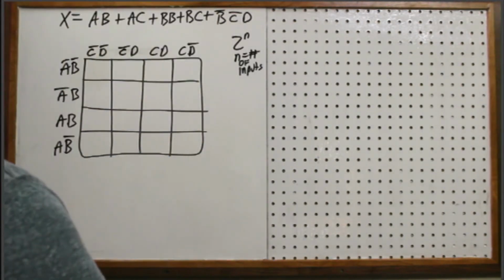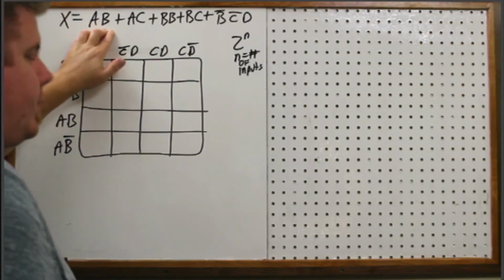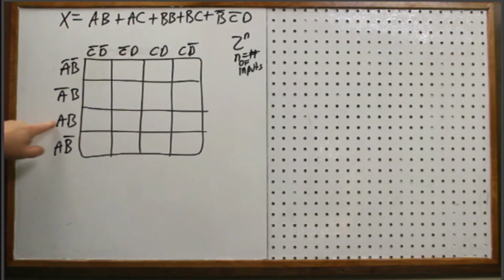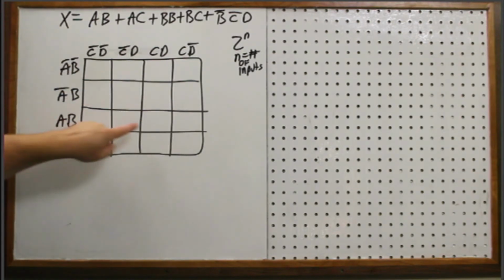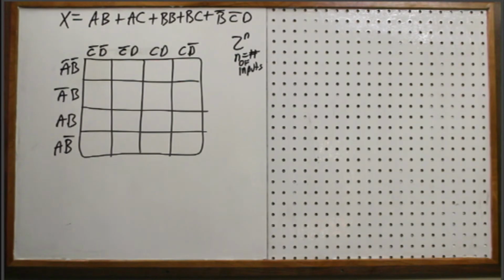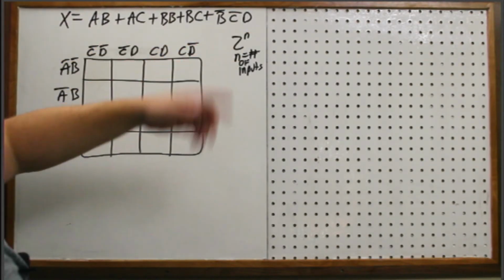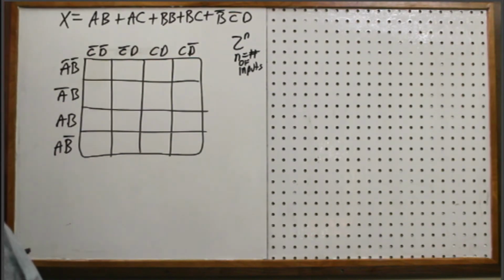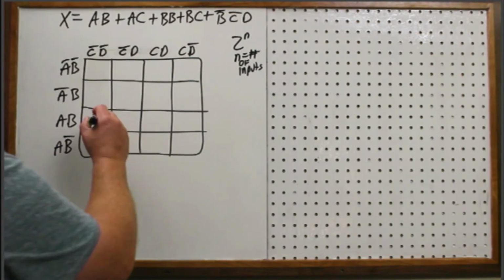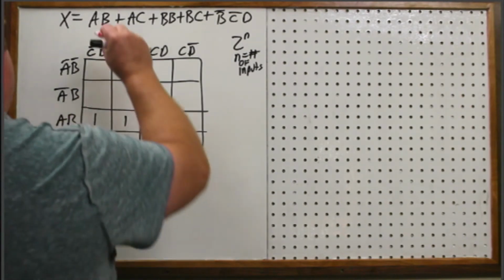Okay, so the first one is where X is high when A and B are both high. So where is A and B high? Well, that's this whole row right here, right? And so this term says that C and D don't matter at all as long as A and B are high, right? And that's the whole purpose of ORing these all together, because any one of them will cause the output to go high. So I put 1s in here for the whole row. Okay? All right, so I'm done with that one.